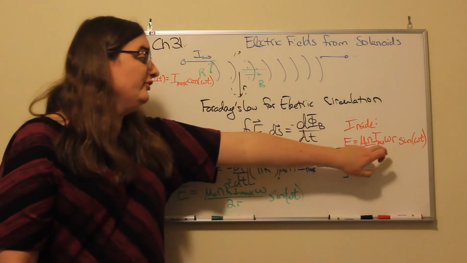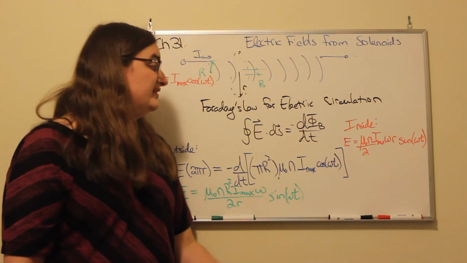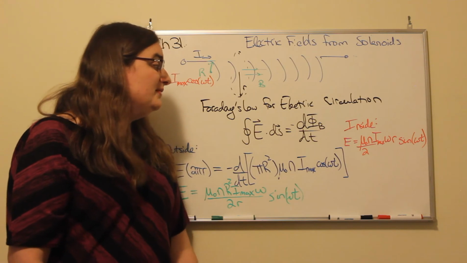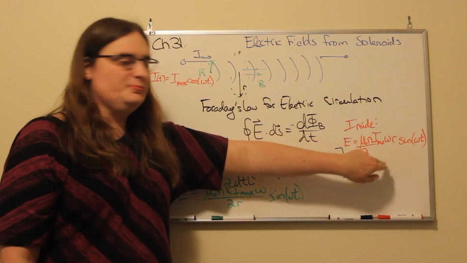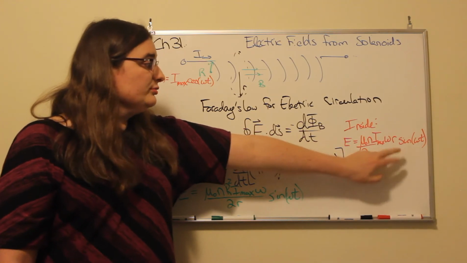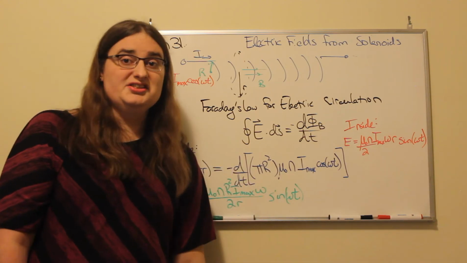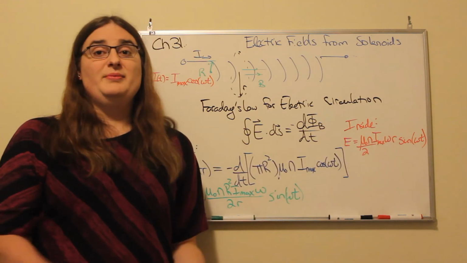So inside the solenoid, we get an electric field that increases linearly with distance, where it would be equal to mu naught times the number of turns per length times the maximum current, all divided by 2, times our frequency omega, times our distance away from the center of the solenoid, times the sine of omega t.